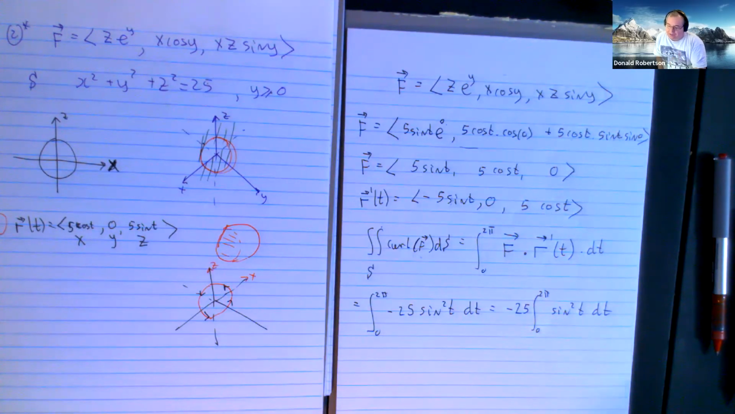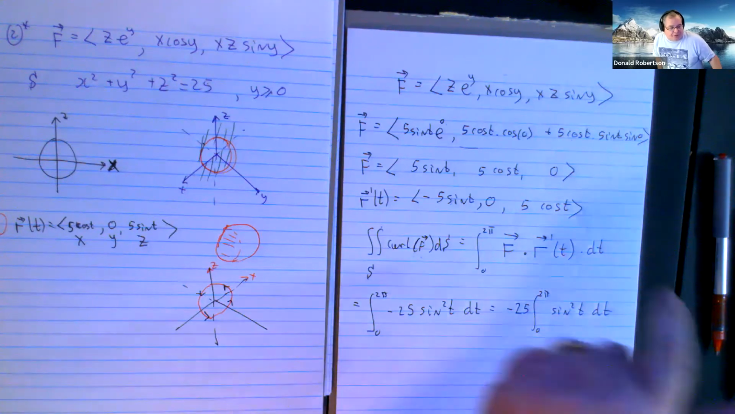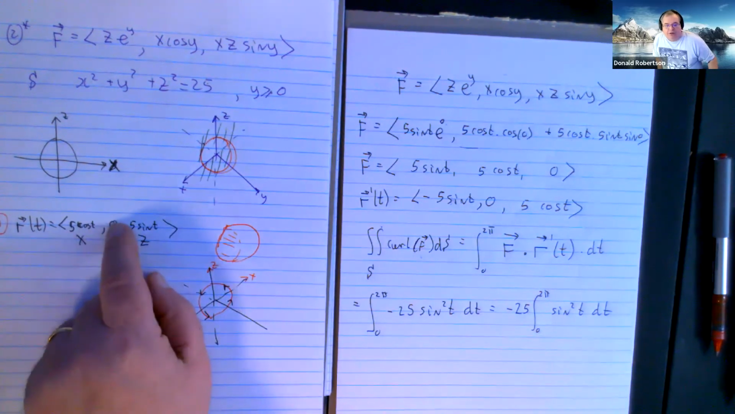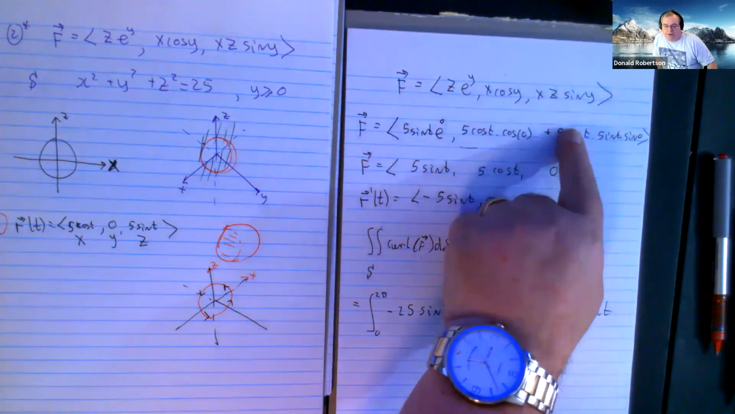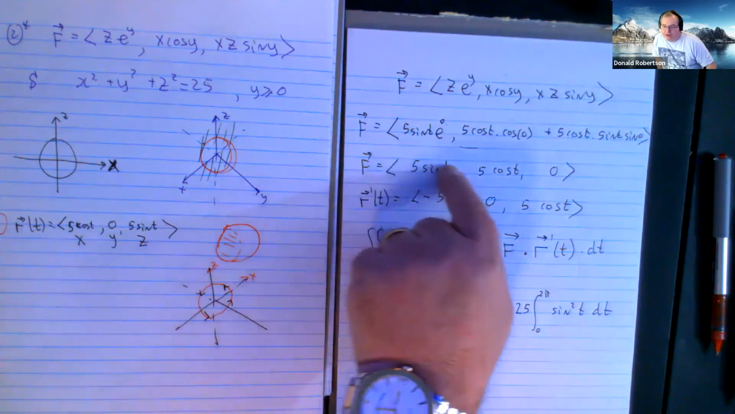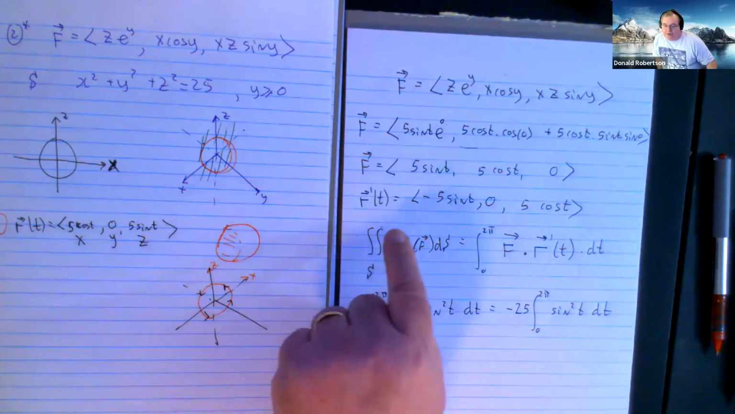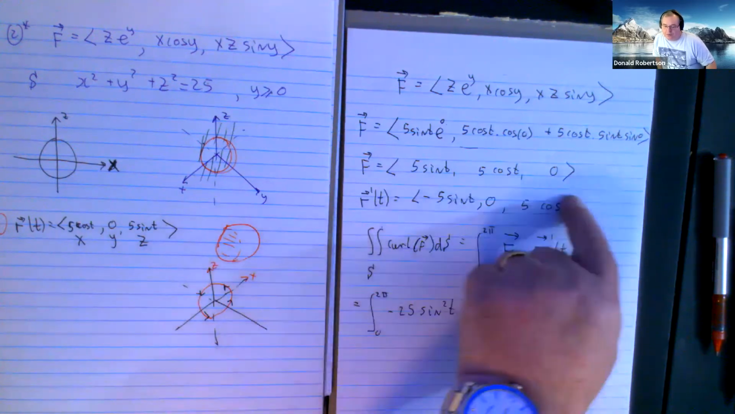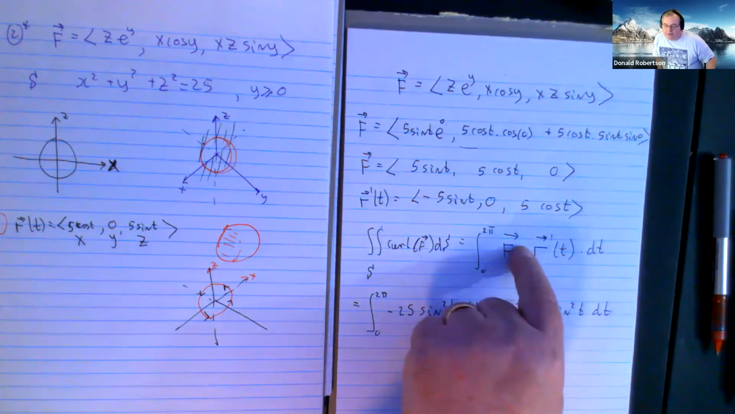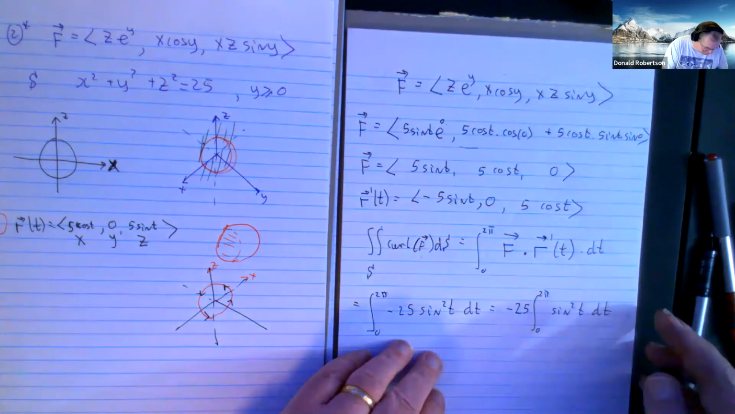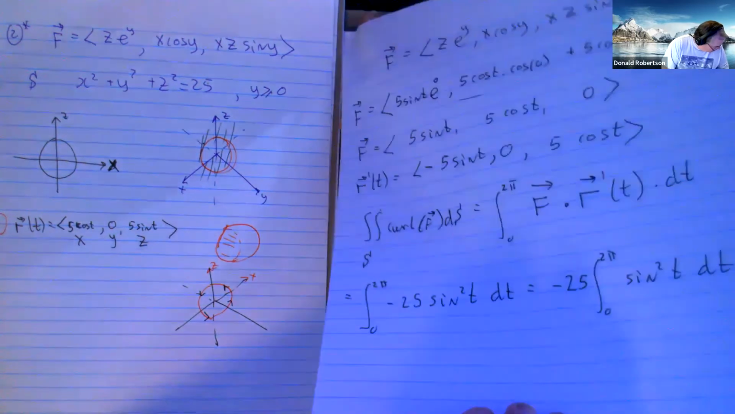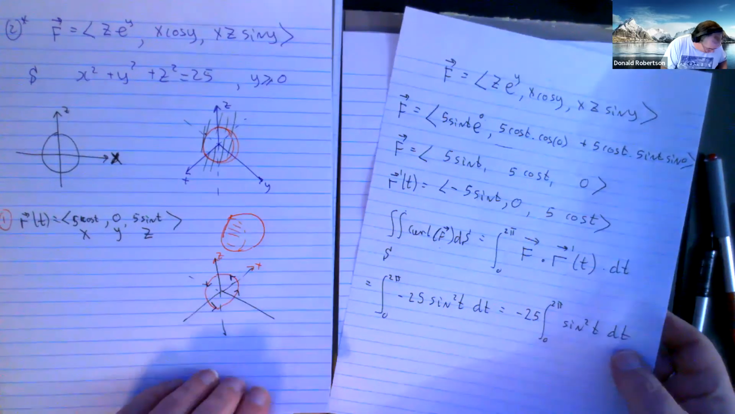So find the space curve for r of t, right? That's the boundary of the surface. Use the values of this for x, y, and z. Plug them into here, here, and here. Simplify it out, and now you have the vector field using t. You've got the derivative using t. The dot product of these gives you the thing that you're going to integrate, and that's your integral of your curl.